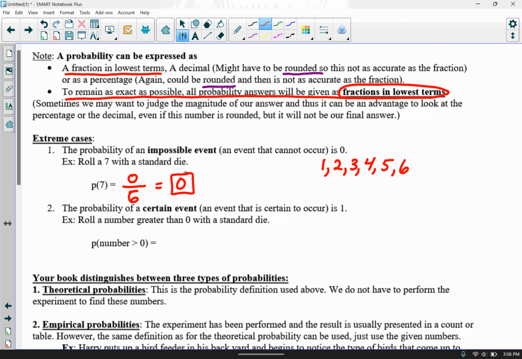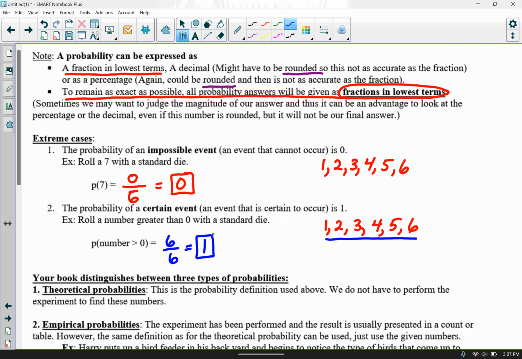Compare that to the probability of a certain event. That means the event has to happen. Its probability is always 1. I'm also rolling a die here, so I'm going to put out my sample space 1 through 6. Here I'm asking you, what's the probability that you roll a number greater than 0? If you think about it, every single one of these numbers is greater than 0, so that'd be 6 out of 6, which reduces to 1.